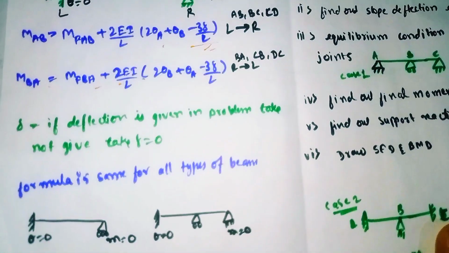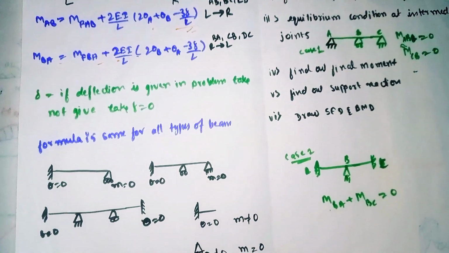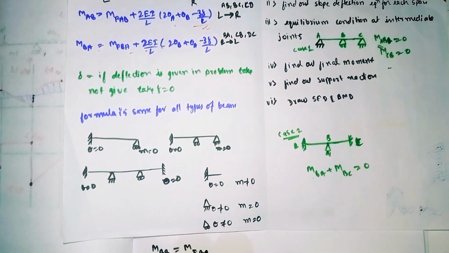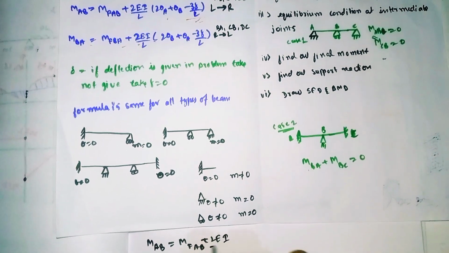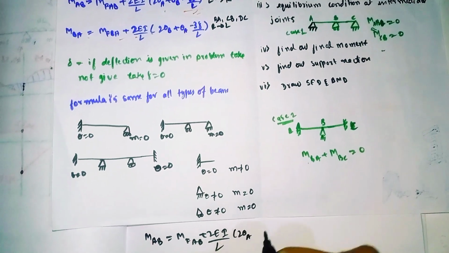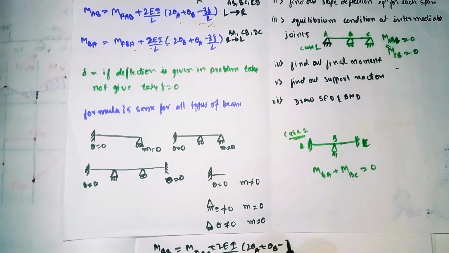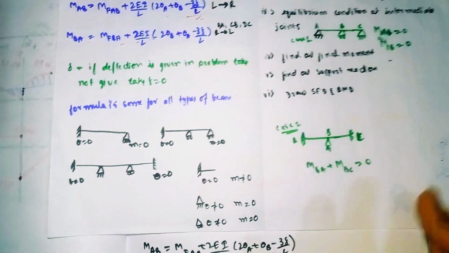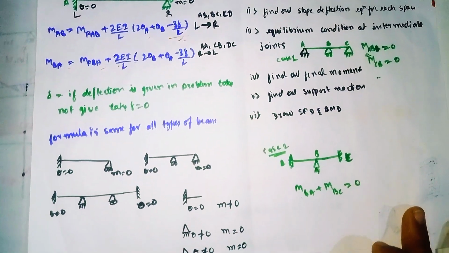So the formula is this one. MAB is equal to MFAB plus 2EI divided by L times (2 theta A plus theta B minus 3 delta divided by L). So this is the formula. By using this formula, we'll calculate the MAB.